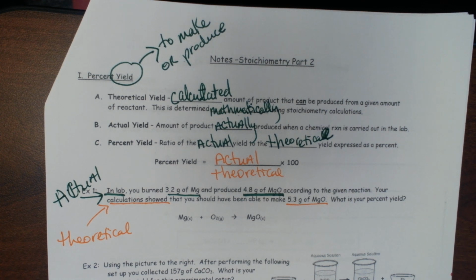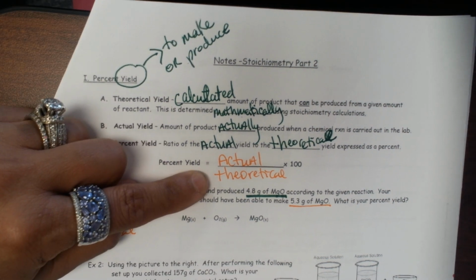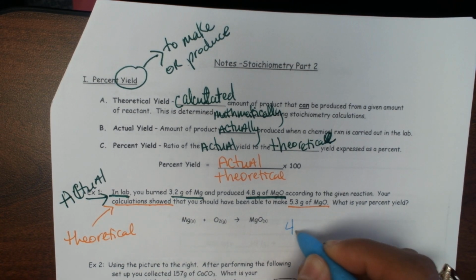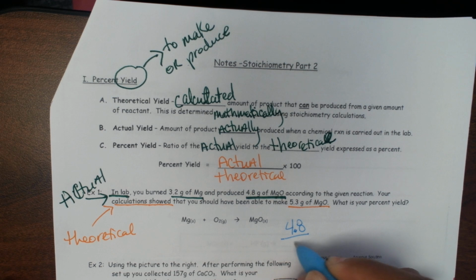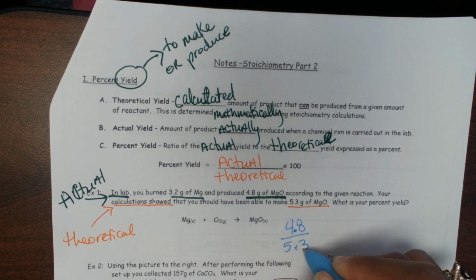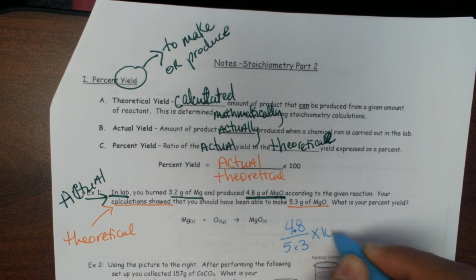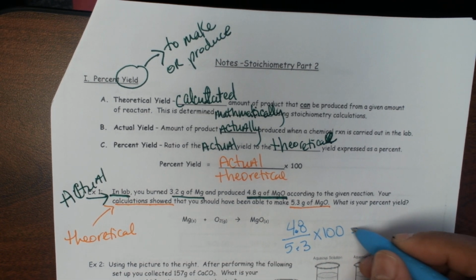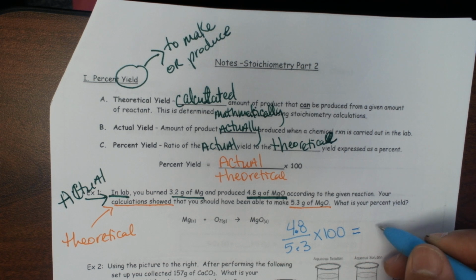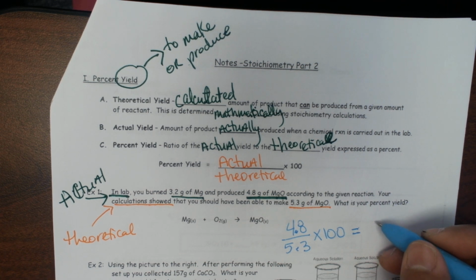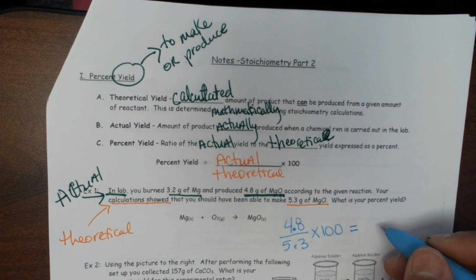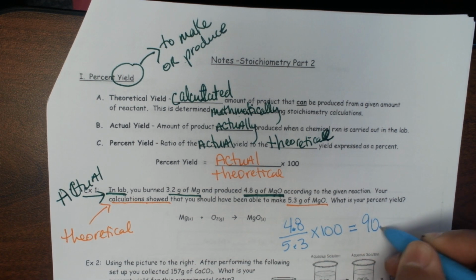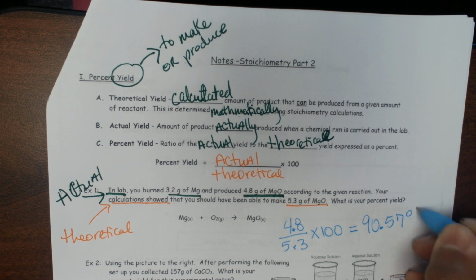Okay, well then my percent yield, which is this equation right here, actual over theoretical, my actual was 4.8 in the lab. Theoretically, 5.3 is what I should have got. Multiply by 100 equals, we're picking on Peyton, but the next person we're going to pick on is Zoe. Peyton, what do you got? You better get something. 90.57%.